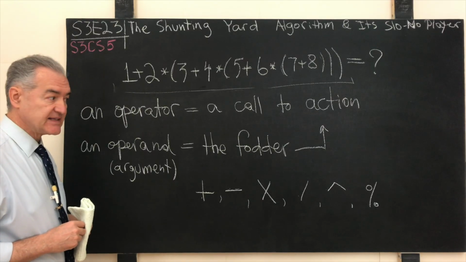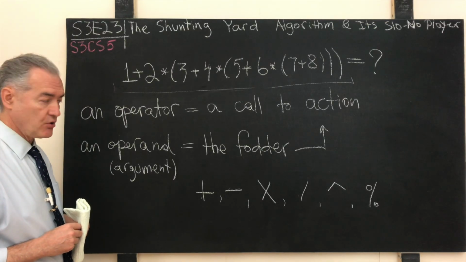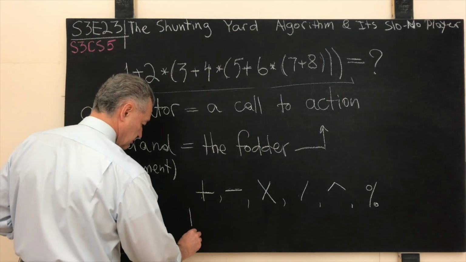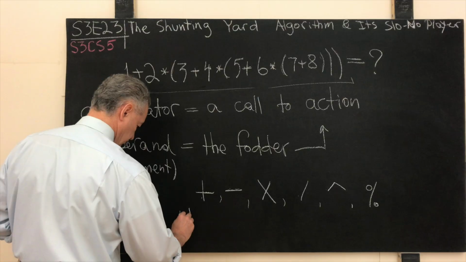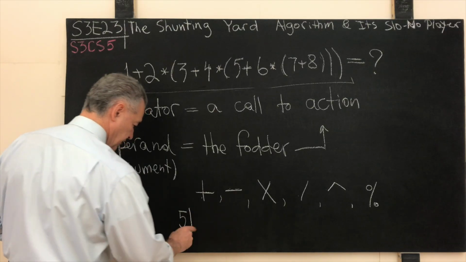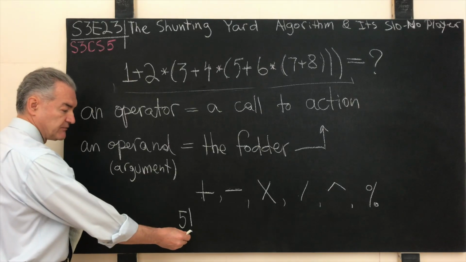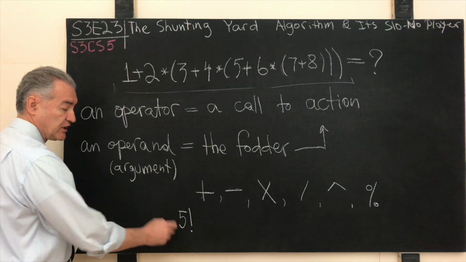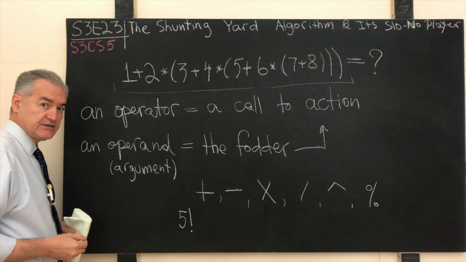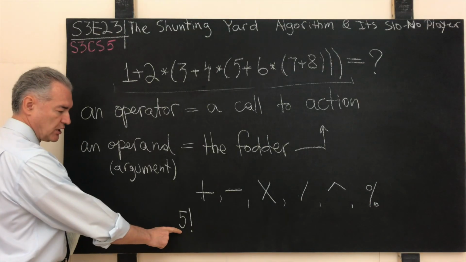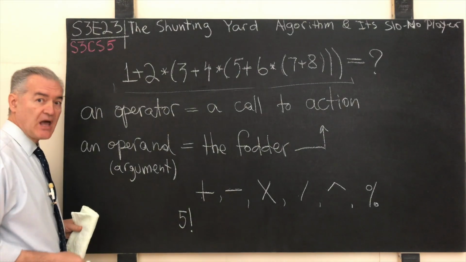But if we extend the vocabulary of operators and agree that, for example, factorial, designated with the exclamation mark, for example, 5 factorial, is yet another operator, then this will be an example of a unary operator that acts on or requires only one argument or one number to act on.